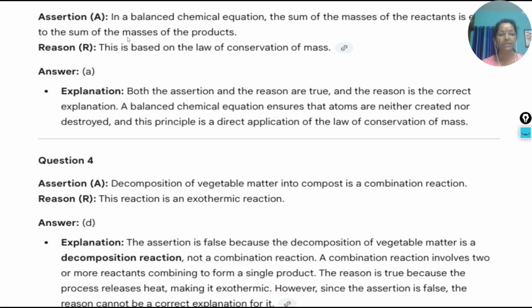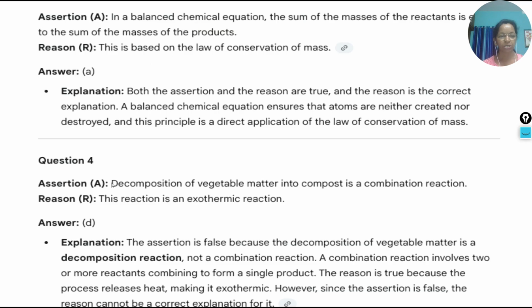Next question: in a balanced chemical equation, the sum of the masses of the reactants is equal to the sum of the masses of the products. This is based on the law of conservation of mass. No doubt the answer is A. Assertion is correct, and the reason is the correct explanation.